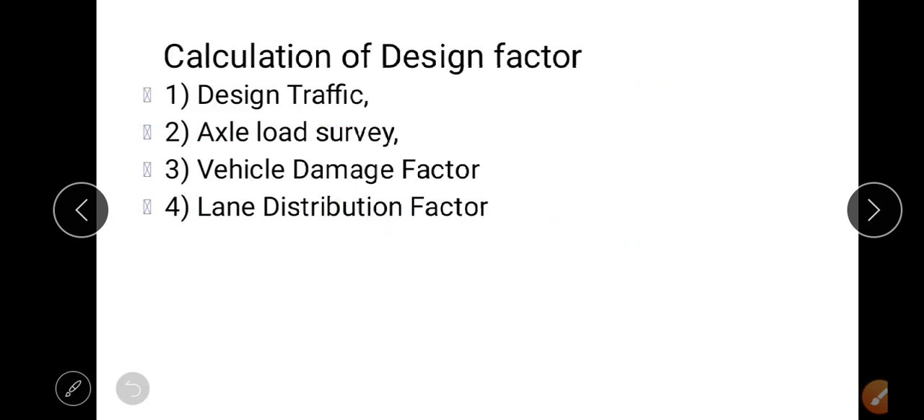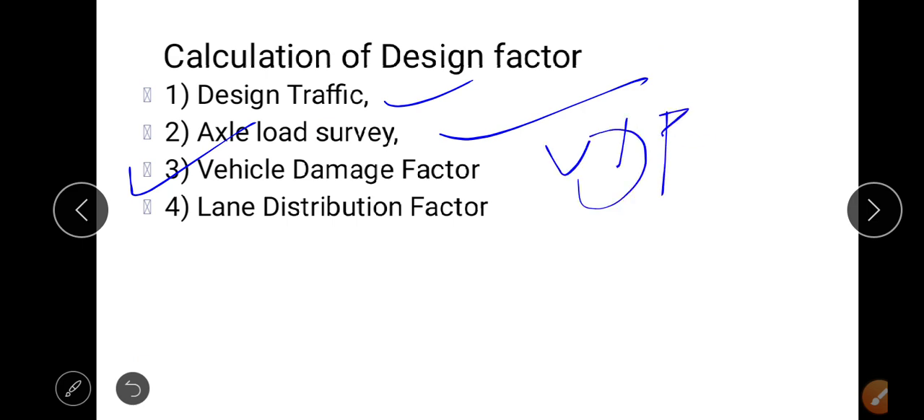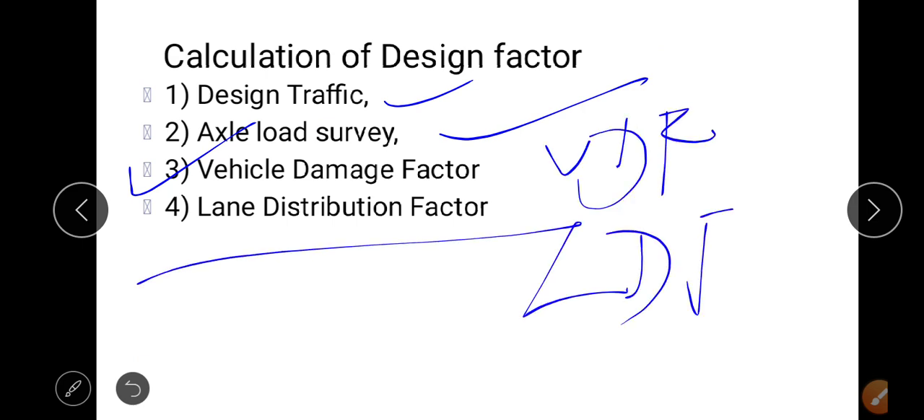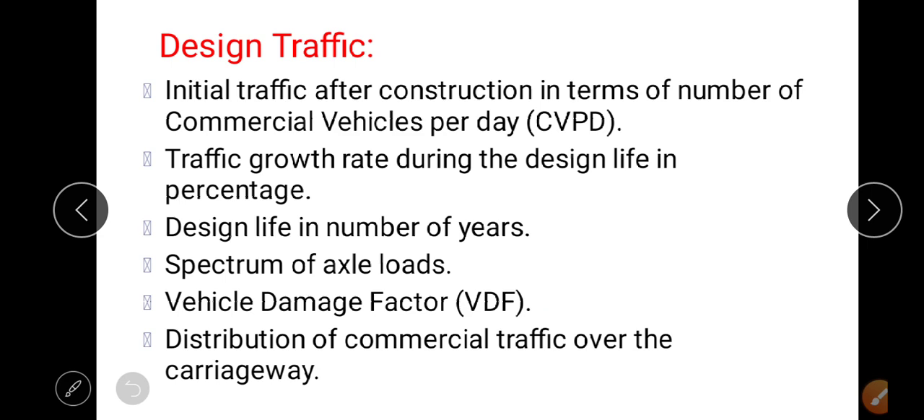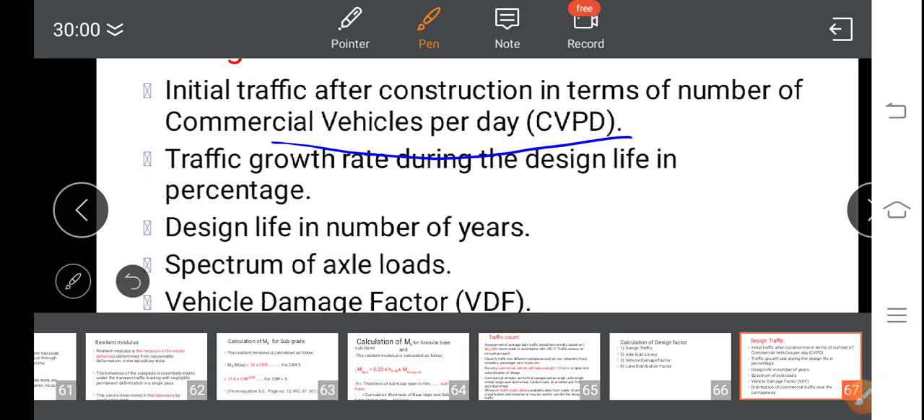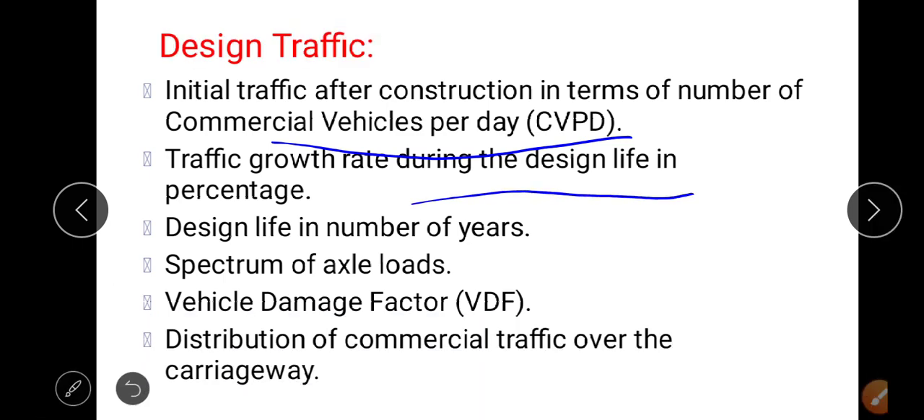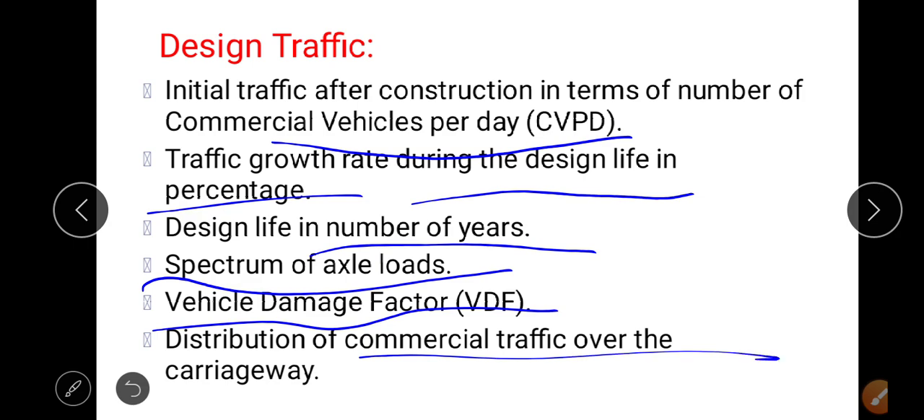Calculation of design factor, that includes design traffic, axle load survey, vehicle damage factor, VDF, and lane distribution factor, LDF. Design traffic: initial traffic after construction in terms of number of commercial vehicles per day, CVPD. Traffic growth rate during the design life in percentage, design life in number of years, spectrum of axle loads, vehicle damage factor, and distribution of commercial traffic over the carriageway.